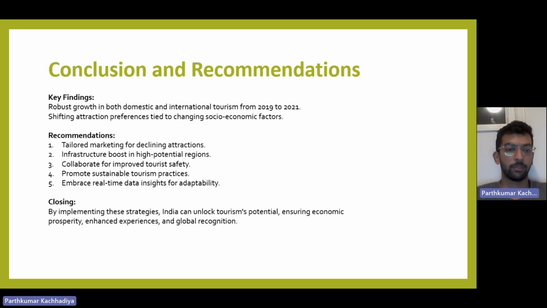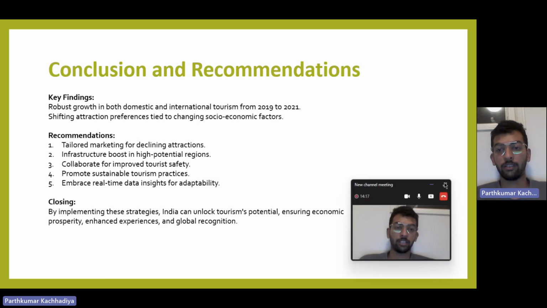And promote sustainable tourism practice, and embrace real-time data insight and adaptability. So my closing is that by implementing these strategies, India can unlock its tourism potential and ensure economic prosperity. Also enhance experience and global recognition, because nowadays India is getting more popular at the international level.